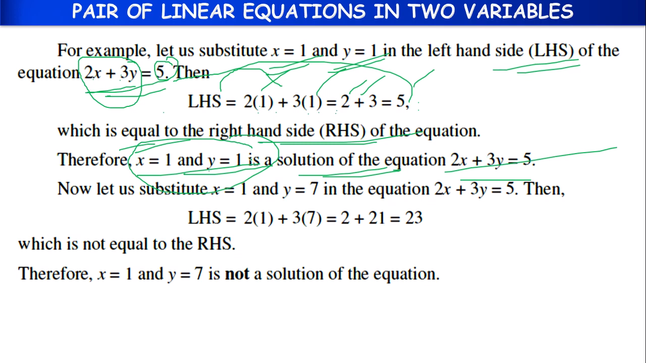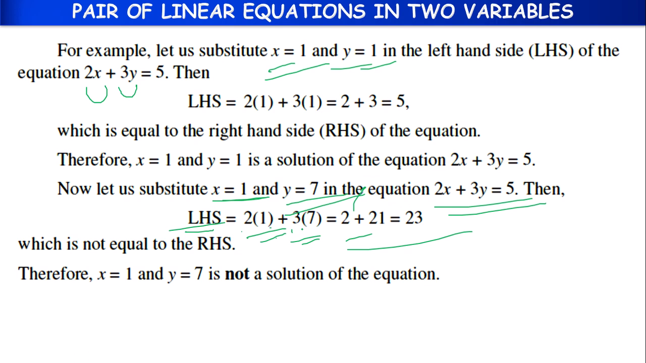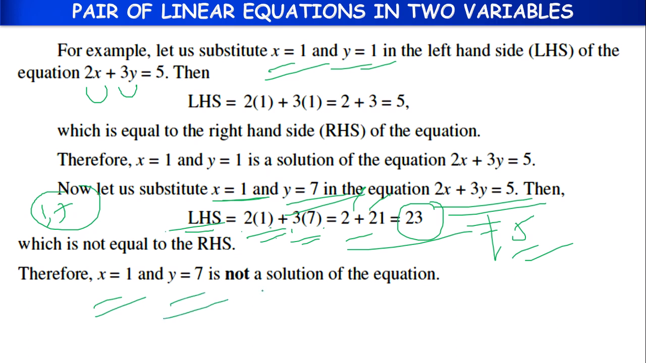In the same way, if we substitute other values like x equal to 1, y equal to 7 in the equation, then what about the LHS? 2 into 1 plus 3 into 7, that is 2 plus 21, which is equal to 23, which is not equal to RHS. So this 1 comma 7 is not a solution of the equation. So x equal to 1, y equal to 7 is not a solution of the equation.